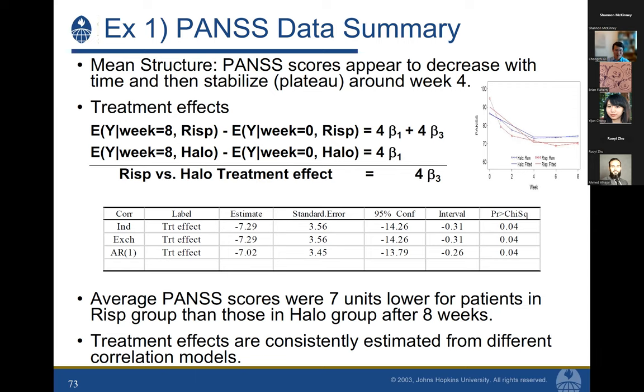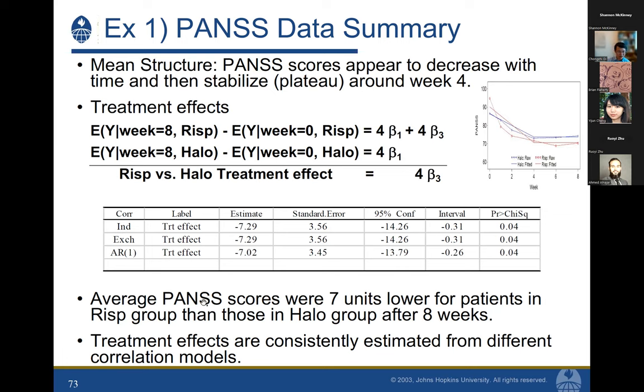The most meaningful difference comes from the standard error. Look here. The standard error for the exchangeable and independence structures is 3.56, whereas the autoregressive gives you a standard error of 0.345. It's smaller than these two, right? That means you get a more precise estimator if your guess of the working correlation is more reasonable, closer to the true correlation. In this example it makes a slight difference, but it does not really change your conclusion overall. But sometimes, if your sample size is smaller, it can make the difference between significant and insignificant.